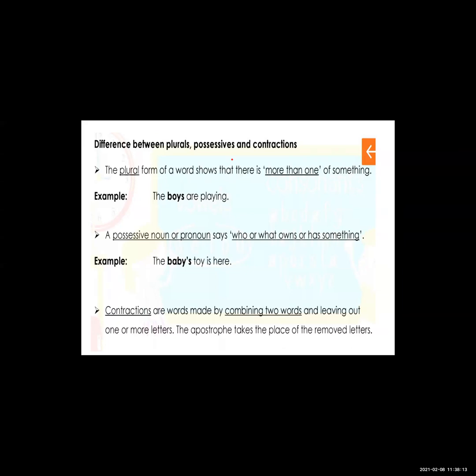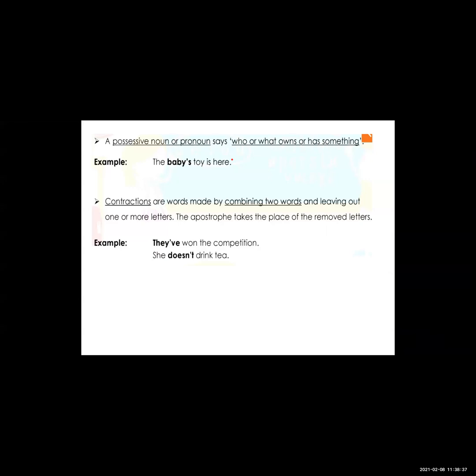Now see the difference between plurals, possessives, and contractions. Plurals show more than one thing. Possessive shows possession. That thing is yours. You are the owner of the thing. Someone is the owner of that particular thing. That is the possession. Now a contraction is a short form of words. It combines two words and makes a short form by adding the apostrophe and replacing or leaving out letters. So this is all about the apostrophe.